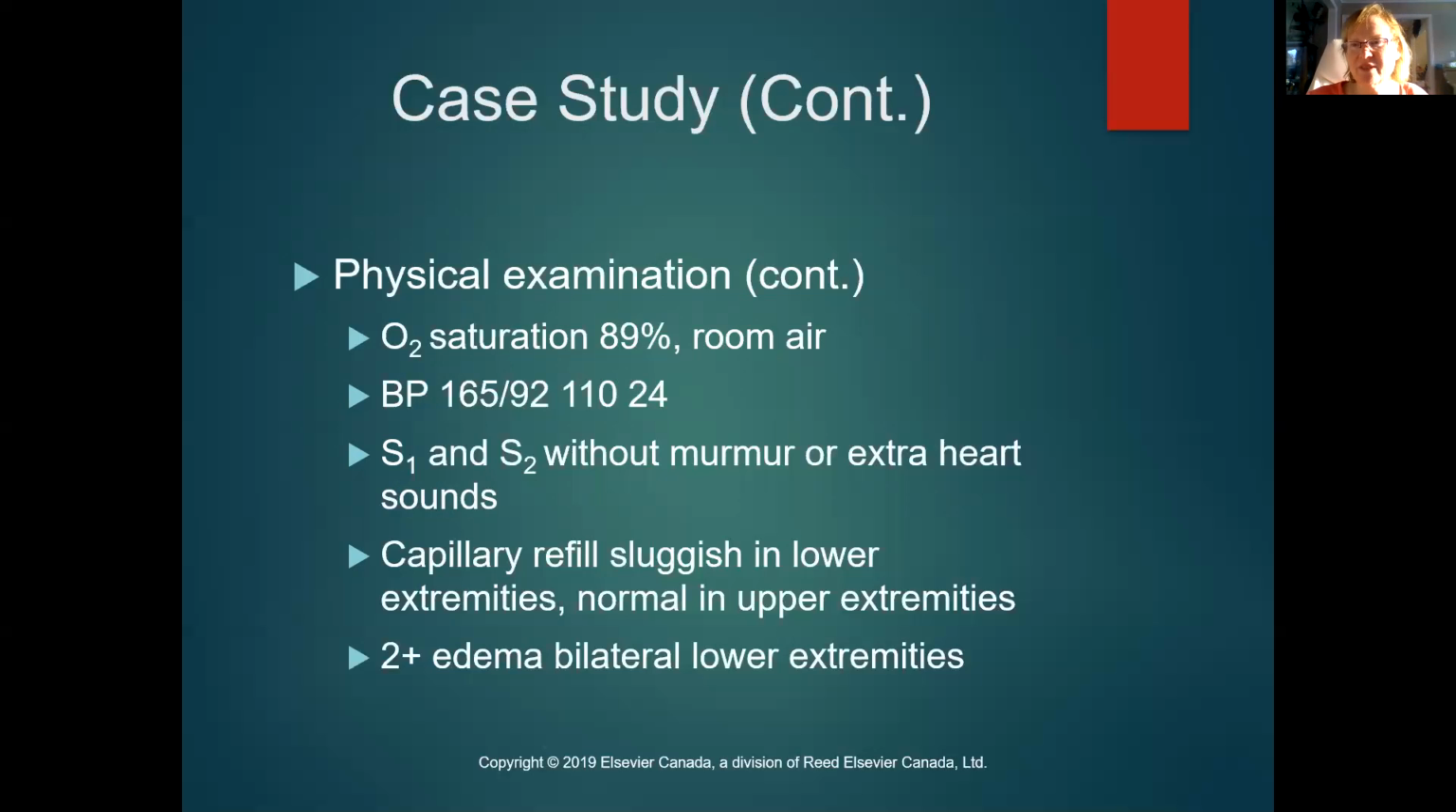Now, how do we count that 2+ edema? It is an imperfect scale, but you're going to push in with your finger and you're going to see that edema.